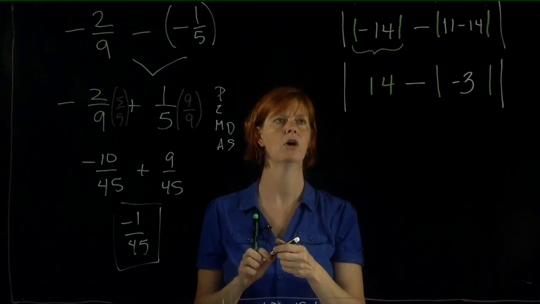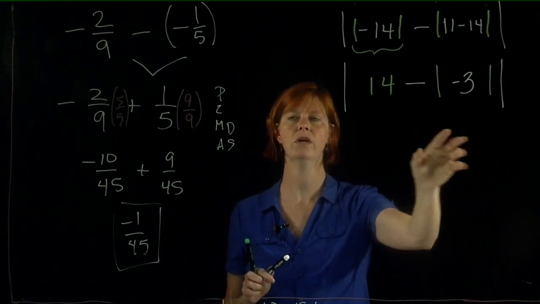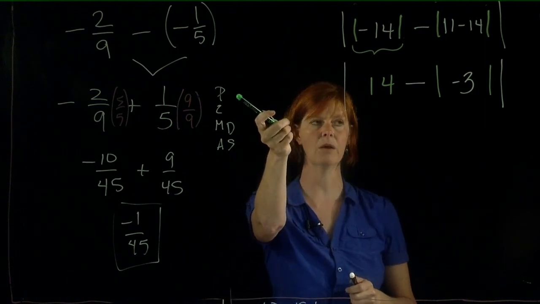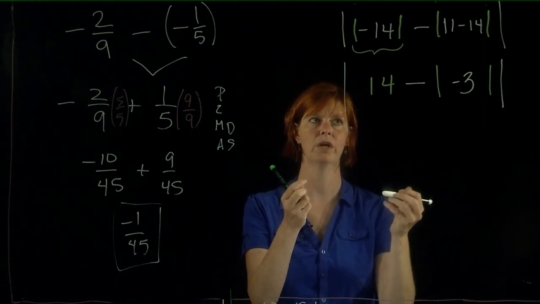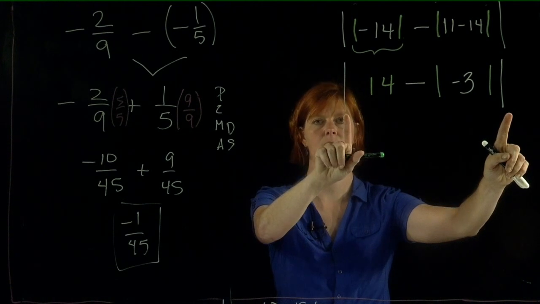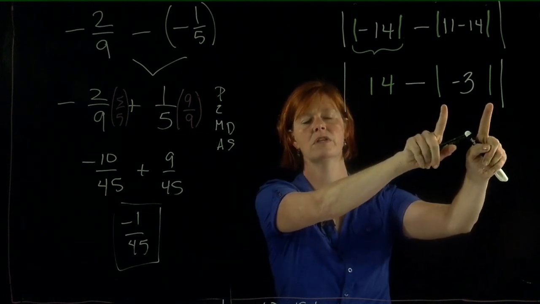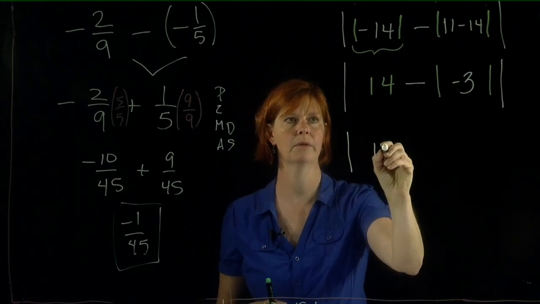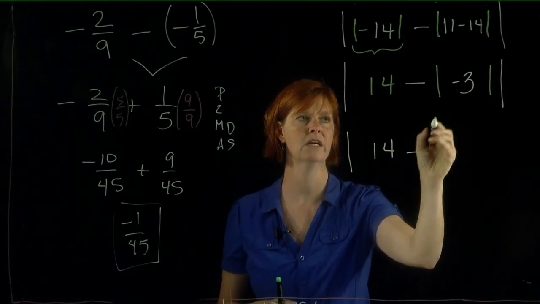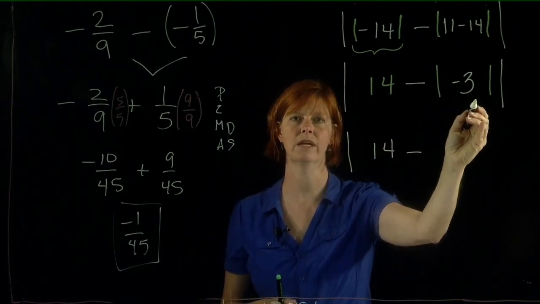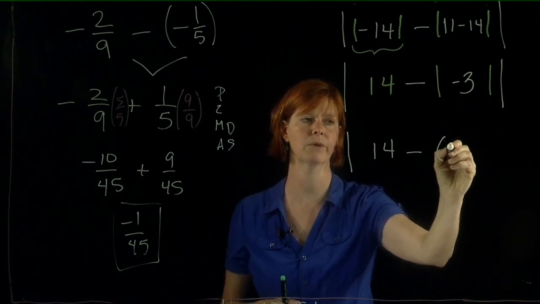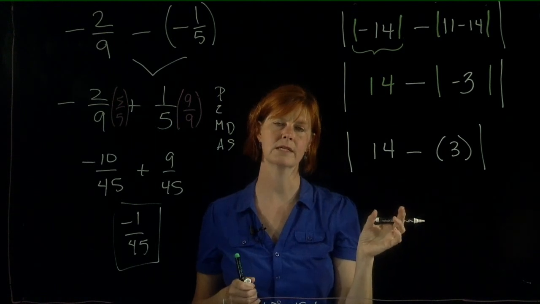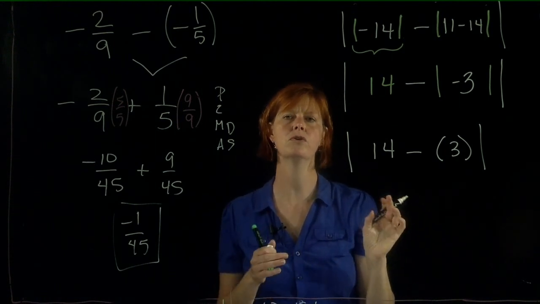Don't rush. Okay, what I still need to do is I'm still working inside that grouping symbol. And I want to know what's the next thing to do. This is the outer grouping symbol, and I need to go to the inner grouping symbol. So I'm going to carry this one down. I'm going to do the 14. I'm going to do the subtract. Now, what is the absolute value of negative 3? That's positive 3.